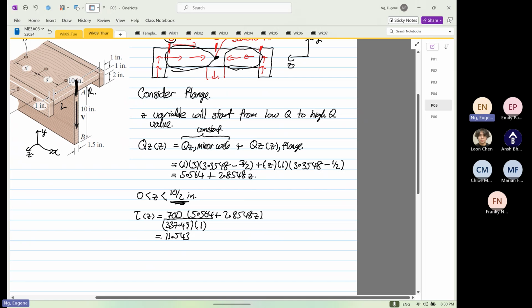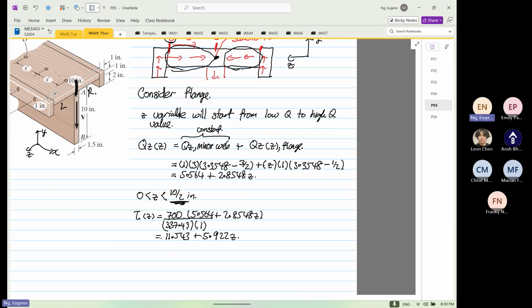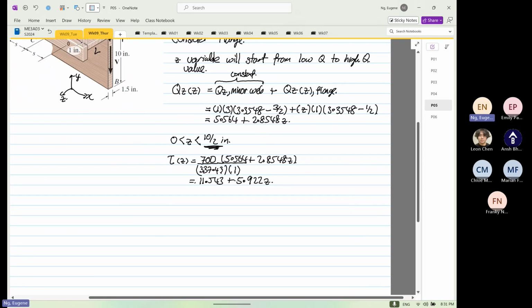Let me do it again. 700 times 5.564, 337.43 divided by 1, 11.543 plus 700 times 2.8548 divided by 337.43 divided by 1, is equal to 5.922 Z. Okay, so let me do it again. 11.543, correct. 5.922. Okay, so what does this mean?